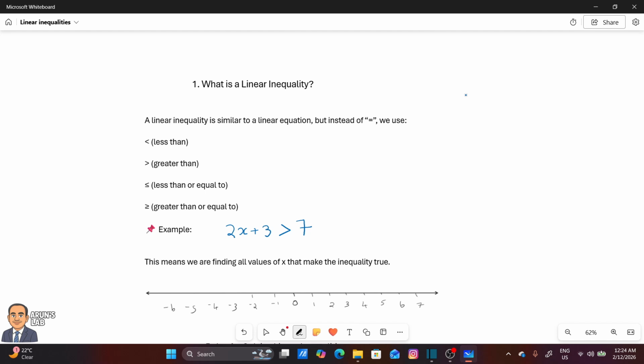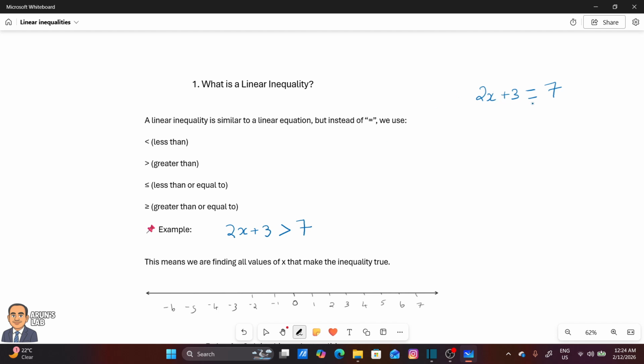Before that, we will see an example of a linear equation. How does a linear equation look? Let's take 2x plus 3 is equal to 7. Assume that this is an example of a linear equation. Here we used an equal sign, instead of a greater than sign. So this is a linear equation, and this is a linear inequality. But what's the difference? Only the symbol.